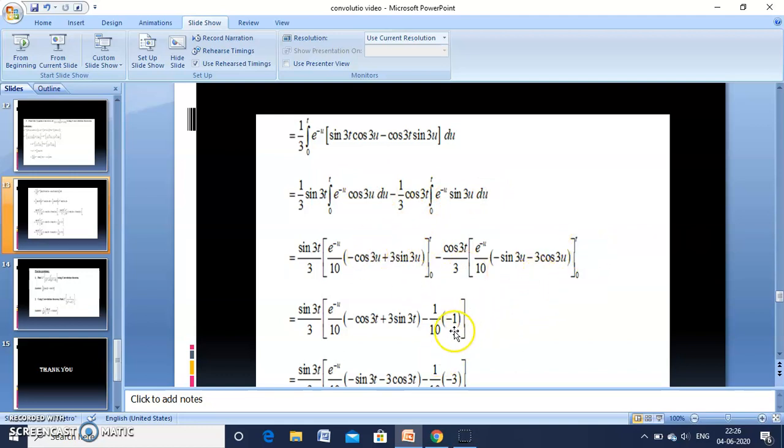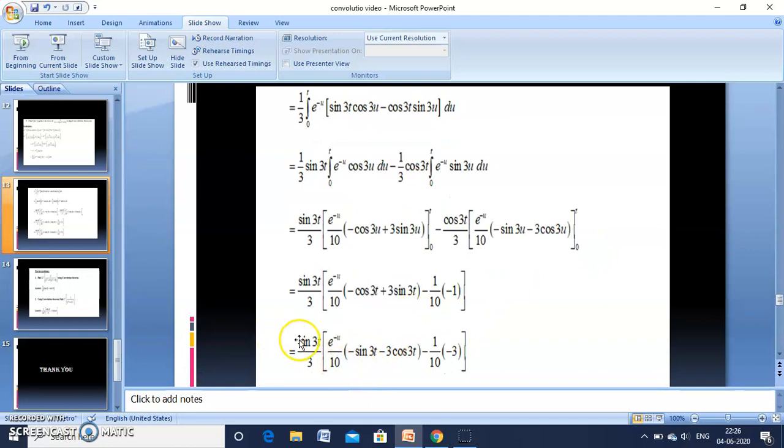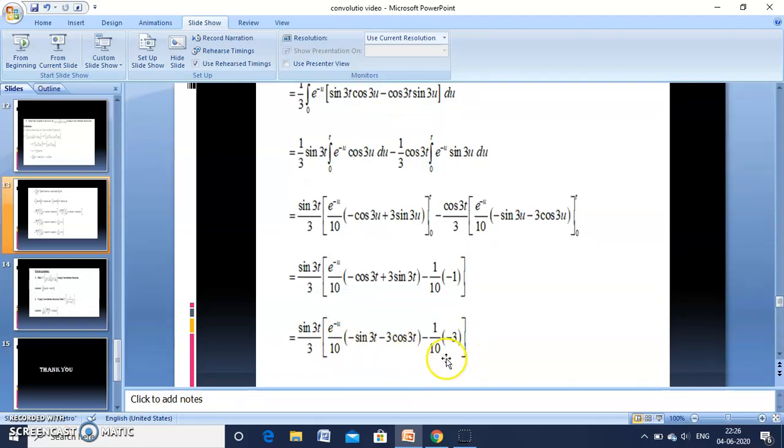Apply the limit 0 to t in the problem. Finally, we get sin 3t by 3, e power minus u by 10 into minus sin 3t minus 3 cos 3t, minus 1 by 10 into minus 3.